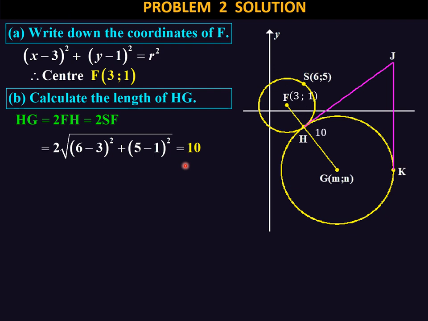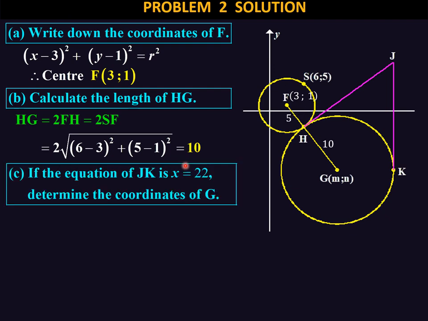Let's look at the next question, and then we put in the 10 there in case we need that again, and the 5. If the equation of JK, so JK is a tangent, right? If that's a tangent there to the circle, it touches there. 22, so I have a 22 there. Determine the coordinates of K. So what will the coordinates of K be? Can get that, that's 22. So there's 22, so we can easily find K's coordinates.